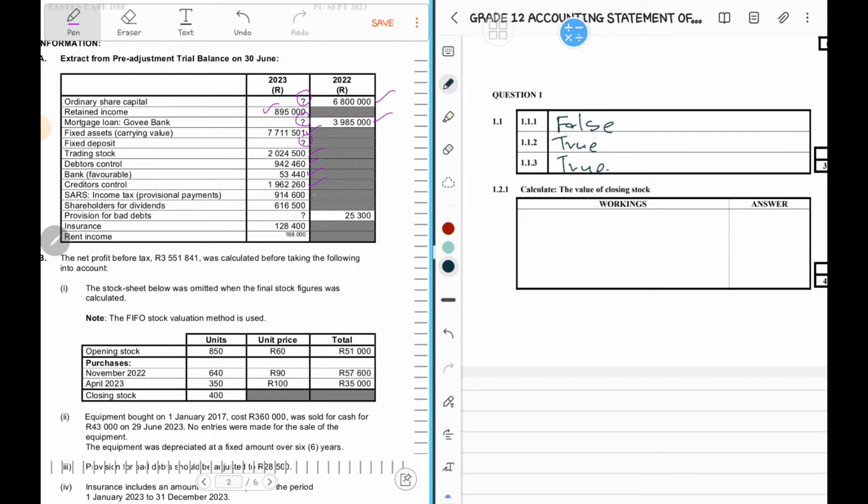This one is a current liability. We also have the SARS income tax, the provisional payments that were made. So obviously we are going to use the provisional payments to calculate the income tax for the year. Then we also have the shareholders for dividends. The shareholders for dividends is for the end of the year. This means that this amount is for the final dividends that were declared but never paid, meaning that they are going to be paid in the next financial year.